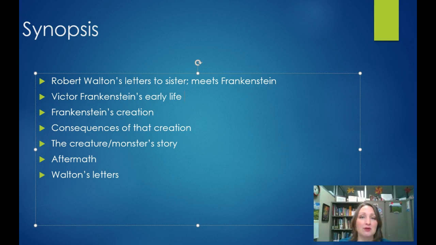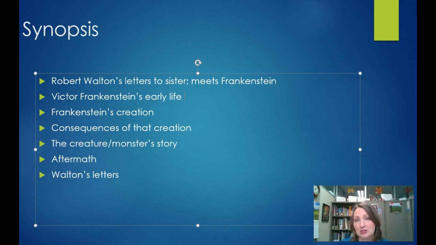We then hear from the creature, again, by word of mouth, by second, third hand, but we hear the creature's side of the story, how he tries to educate himself, how he tries to make friends, and how that does not succeed, and the aftermath that ensues because of those connections or misconnections. And then we end again with Walton's letters back to his sister. So that is a short synopsis of the plot.